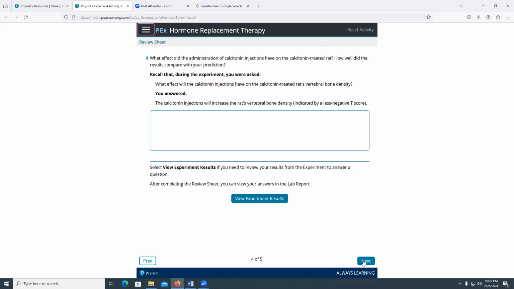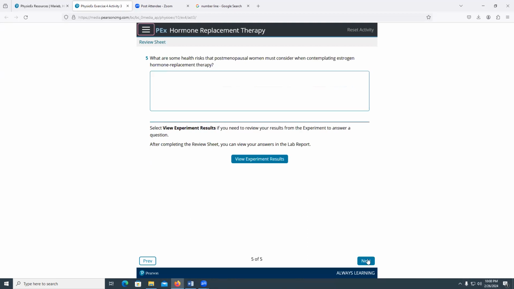What effect did the administration of calcitonin injections have on the calcitonin treated rat? How well did the results compare with the prediction? So we know that the calcitonin injection, because calcitonin inhibits osteoclasts and dumps calcium from the blood into the bones to build up the bones, overall increases the rat's vertebral bone density as predicted and as indicated by the more negative T-score. So the more negative, the better.